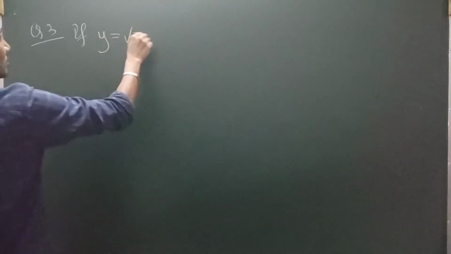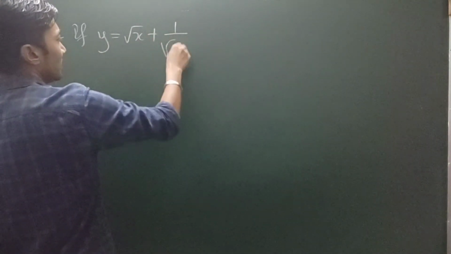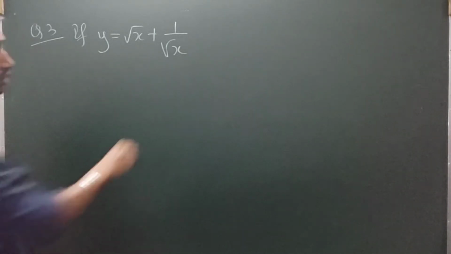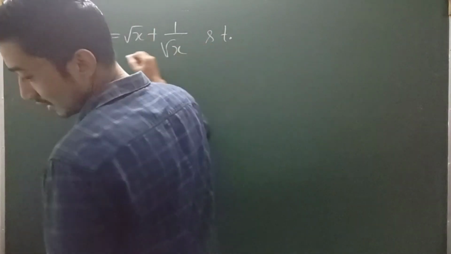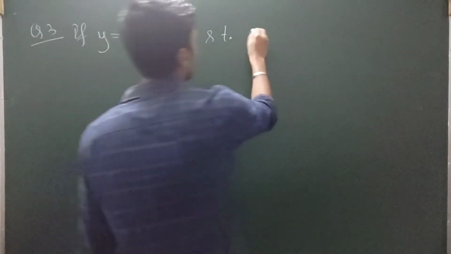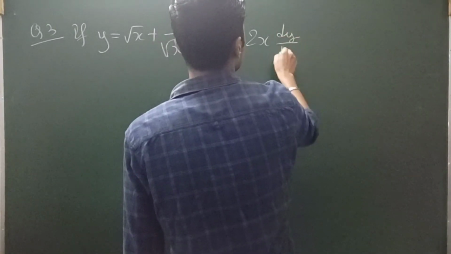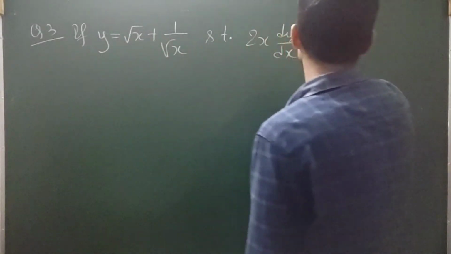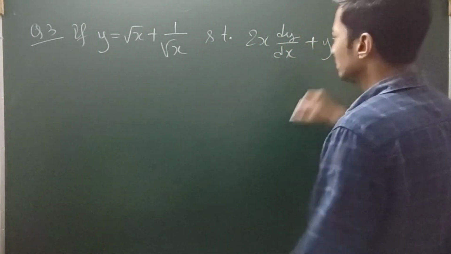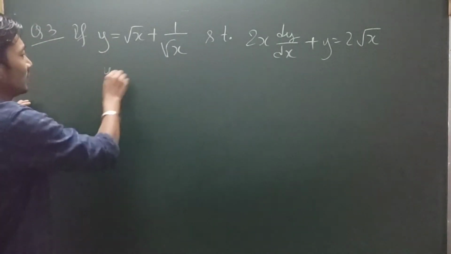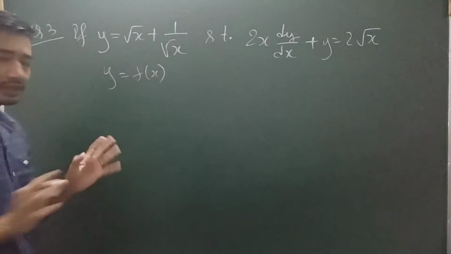Alright, one more question, that's going to be number 3 for today. Exercise questions, practice questions. If y equal to root over of x plus 1 by root x, show that 2x into dy by dx plus y equal to 2 root x. Now you must be wondering, sir, this is not an implicit function because this y is f of x. I understand that.